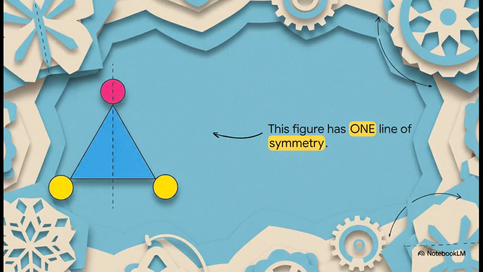Now, let's apply this to an actual shape. Look at this figure here. If we draw a line right down the middle, you can see the left side is a perfect mirror image of the right. You could literally fold it along that dotted line, and it would match up perfectly. So this figure has exactly one line of symmetry.